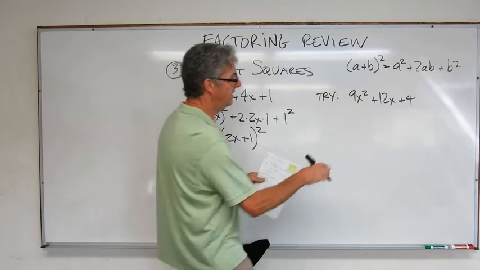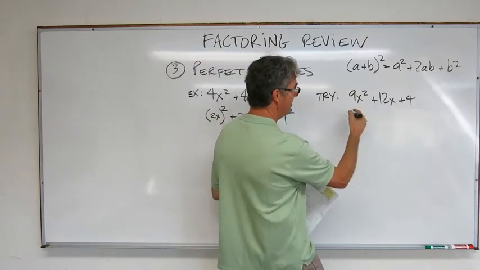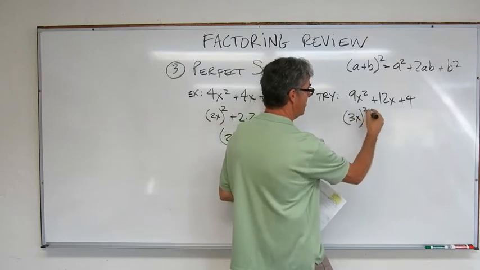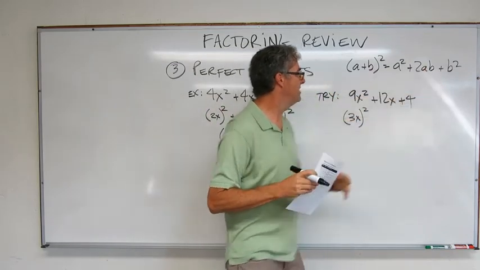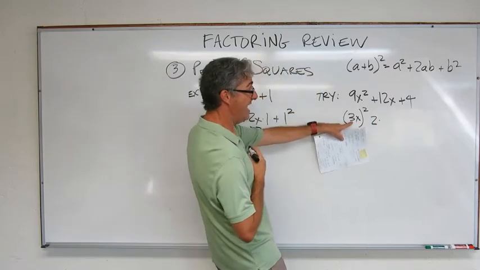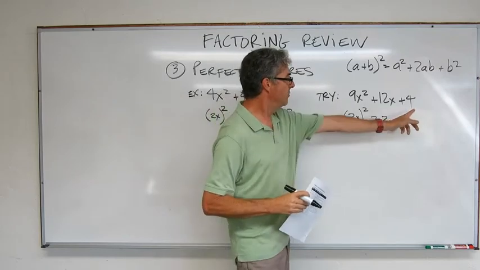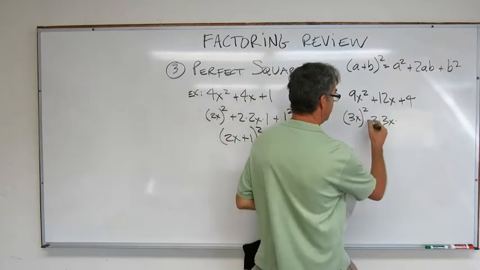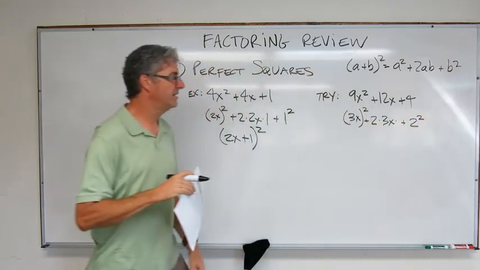So, 9x squared, what is that written as a square? That's going to be 3x squared. Now this has to be written as 2 times a times b, which is going to be 2 times my a, which is 3x, times my b, which is going to be the square root of this 4. So that's going to be plus 2 squared. Okay?